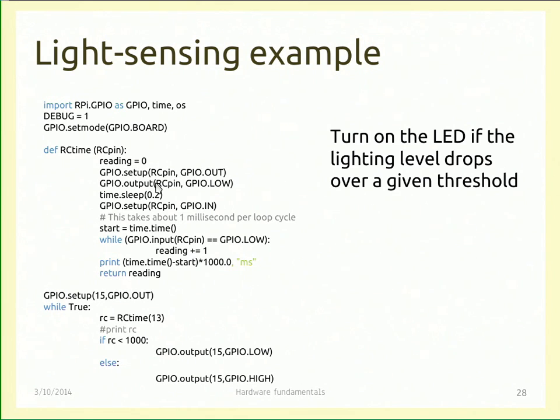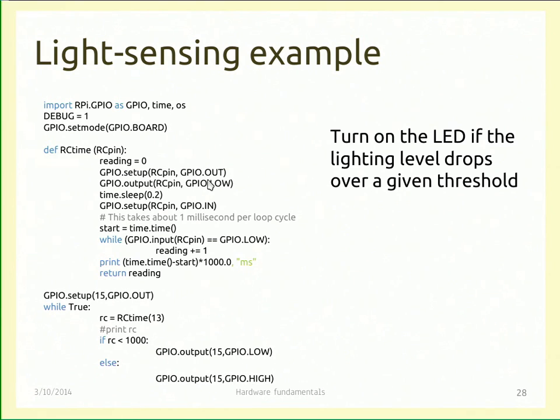And in this cycle, what we do is bring the pin to zero, wait a moment, then change the pin to an input, and count the time. And here we do it. So, as before, GPIO setup the pin that we want to control. This RC pin is basically the number of the pin.